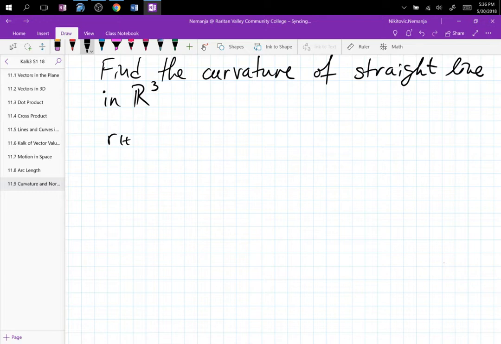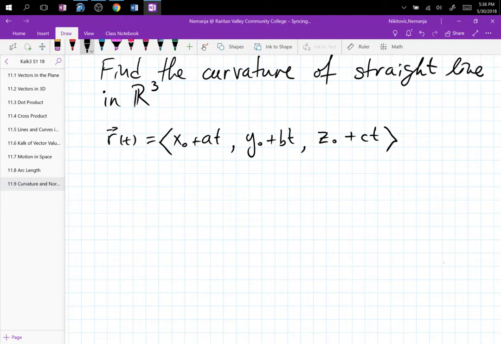So r of t is x0 plus at, y0 plus bt, and z0 plus ct. Great, so this is our parameterization. Vector r prime of t is going to be what? a, b, c.